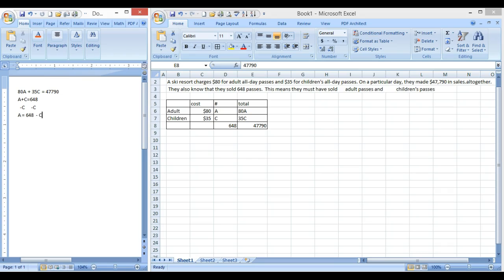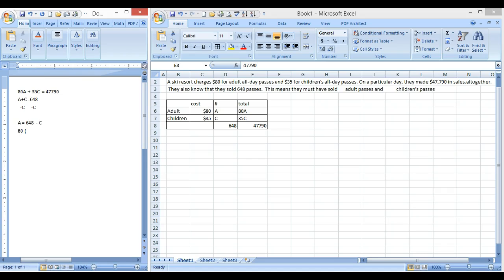Now, some of you are thinking, well, that doesn't do me a whole lot of good, except that I have this second equation here. And the good it did me was now I have this solved for a variable. I can do a substitution. So I can take all of this and replace in the other equation every time I see A with 648 minus C. So I'm going to do 80.